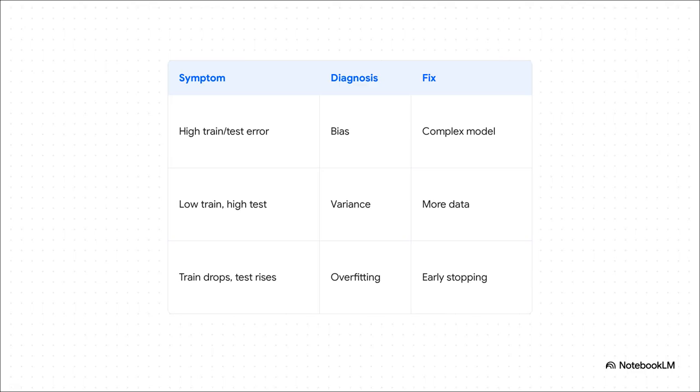It's just too stiff. Now, if your training error is beautifully low, but your test error is sky-high, your model is memorizing the data but totally failing to generalize. That's a variance diagnosis. It's hypersensitive. And hey, if you're watching your model train in real time and you see training error dropping while test error starts rising, you are actively catching the model overfitting right before your very eyes.